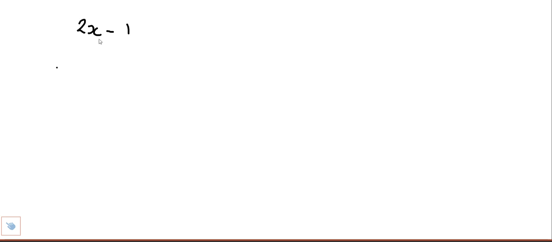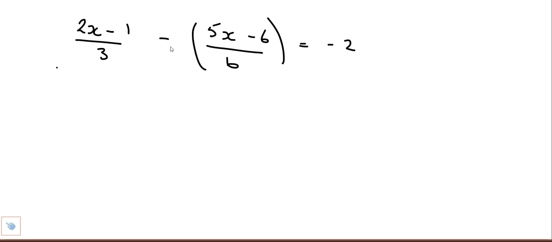So we've got (2x minus 1) over 3 minus (5x minus 6) over 6 equals minus 2. How do we go about doing it? We've got brackets here because we've got to subtract. I've got a couple of ways. Why don't we take out the brackets? Just check both. What am I trying to find, by the way? I'm trying to find the value of x that makes this equal.